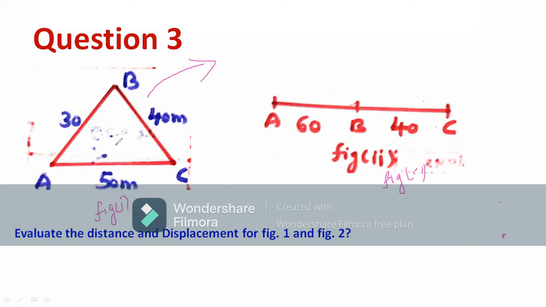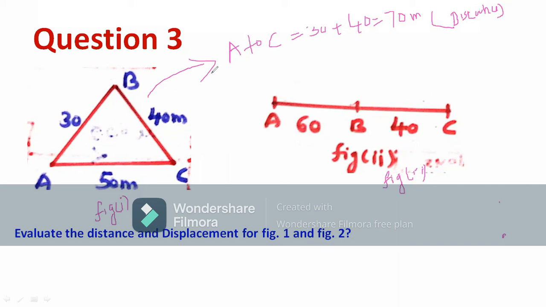First, I have to calculate the distance from A to C. What is the distance from A to C? So how to calculate the distance from A to C? I'm talking about the distance. Okay, A to C. 30 plus 40 plus 30 plus 40. See, 30 plus 40. How much is it? 70 meter. This is actually distance. Okay, please write it neatly.